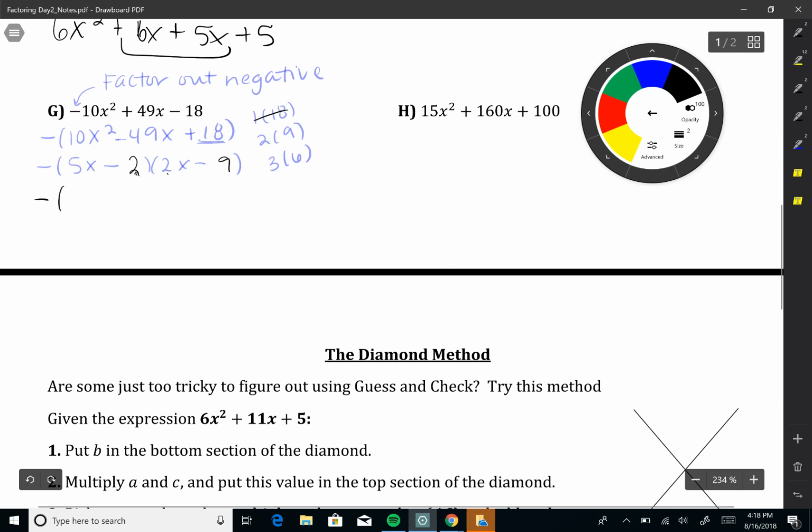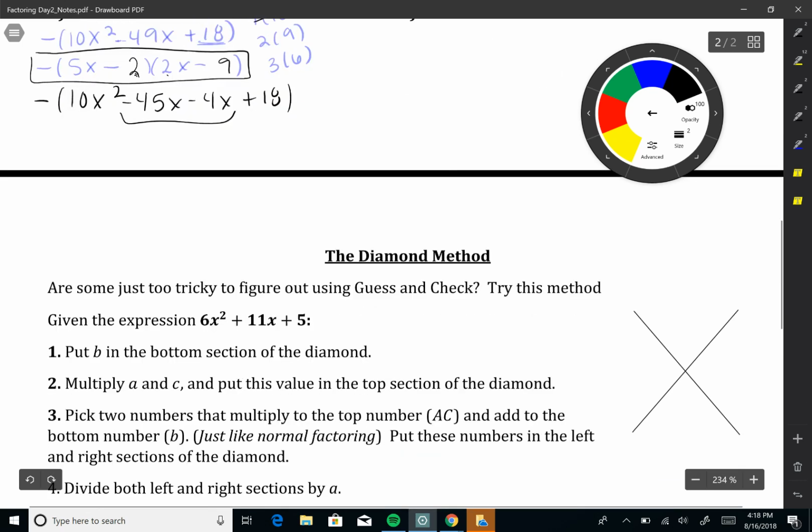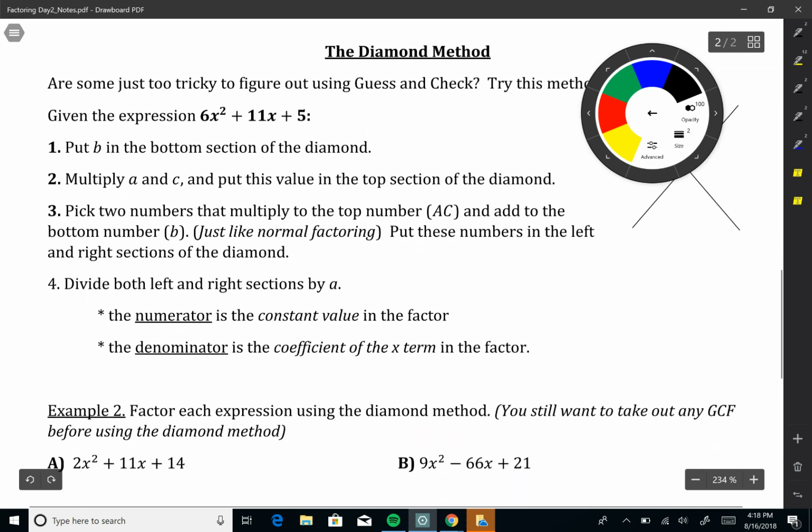Keeping this negative out front, if I take 5x times 2x, I get 10x squared. 5x times negative 9 is negative 45x. Negative 2 times 2x is negative 4x, and negative 2 times a negative 9 is a positive 18. And those together do give us a negative 49. So this is the factor form. Okay, so that one was not that fun because we did a lot of guessing and a lot of checking.